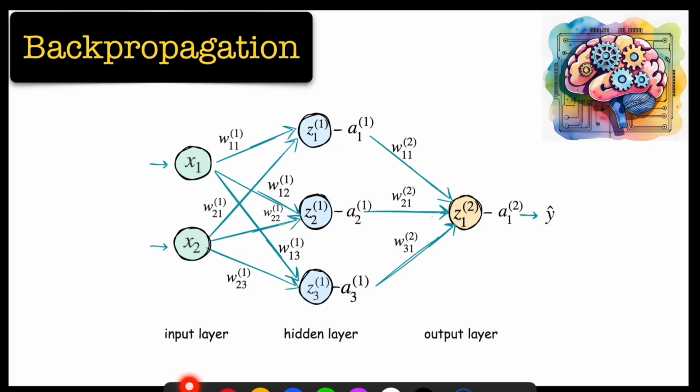We can have multiple output nodes also in the output layer. And in each layer, consider this hidden layer, each node will be a weighted combination of the previous layer. So these are the weights. These are the weights for the first layer. This is the weight for the second layer.